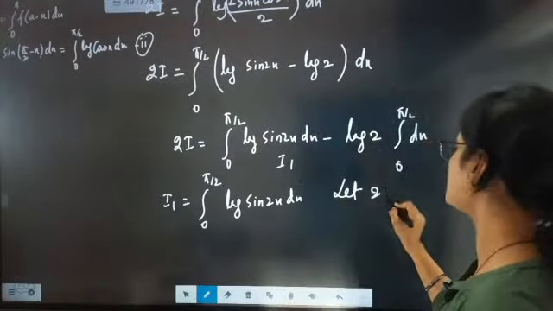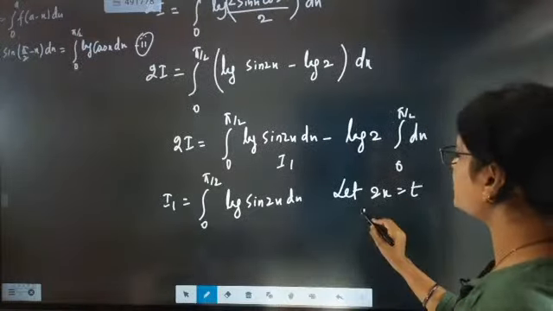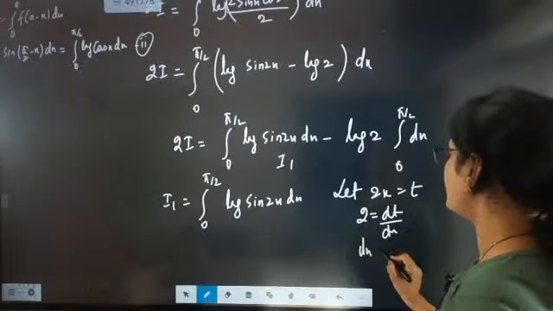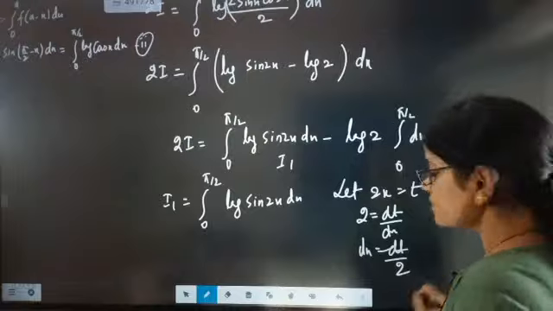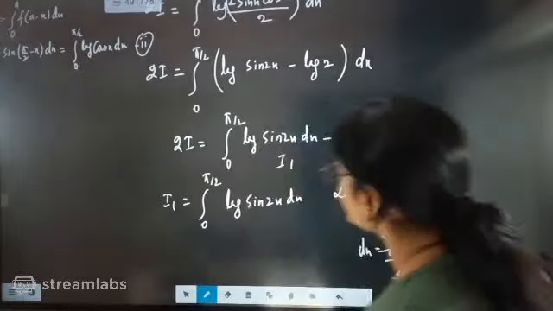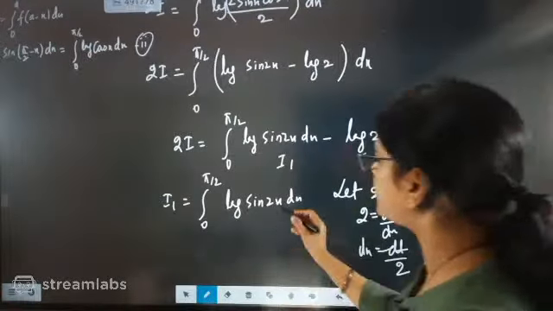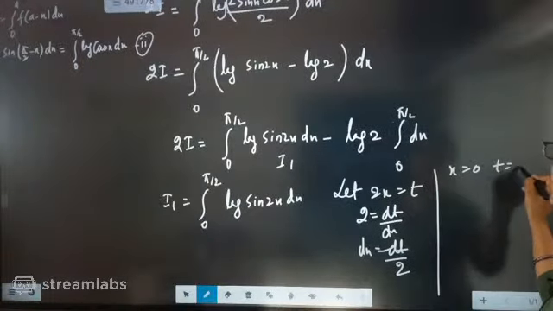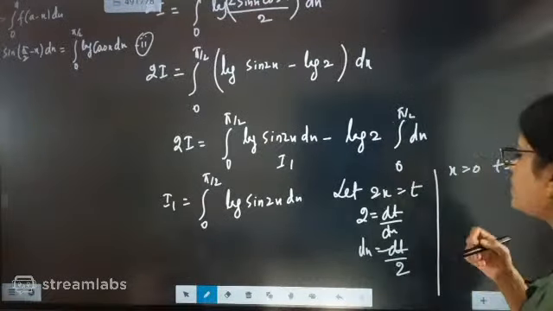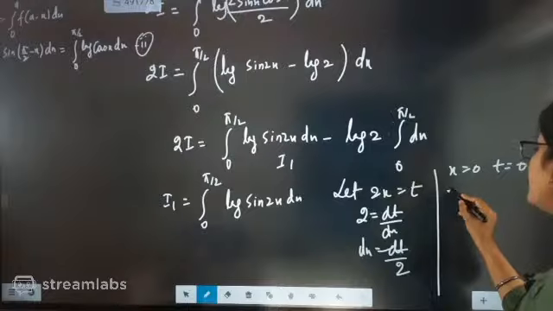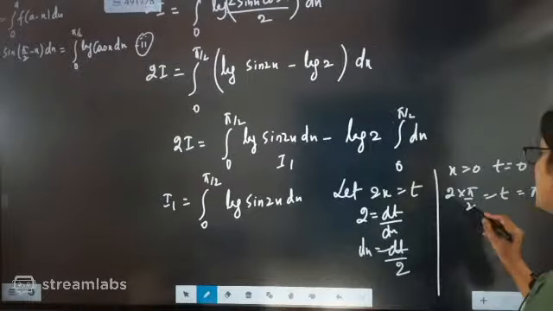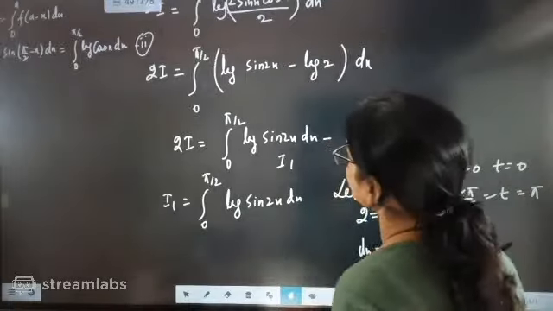So let 2x equal to t. So 2 will be equal to dt by dx, so dx will be equal to dt by 2. Now for the limits, if you put the lower limit 0, when x is equal to 0, t will be equal to 0. When x will be equal to pi by 2, then t will be equal to pi. So now we got the lower limit and upper limit in t.